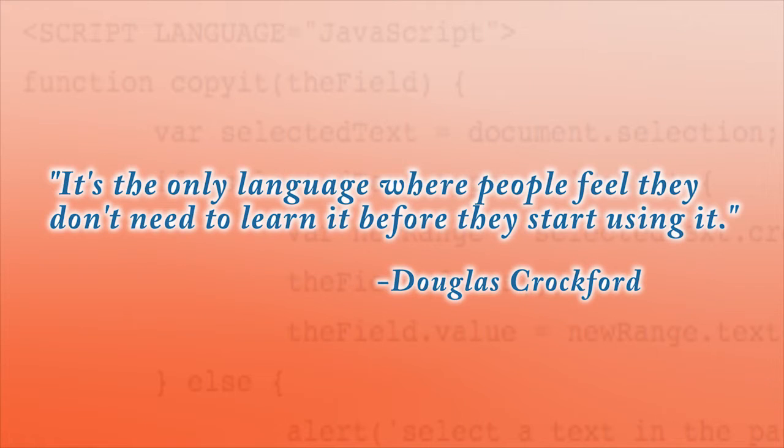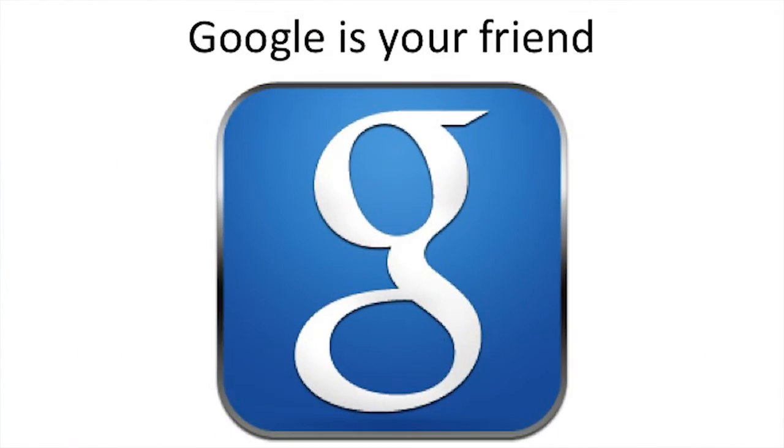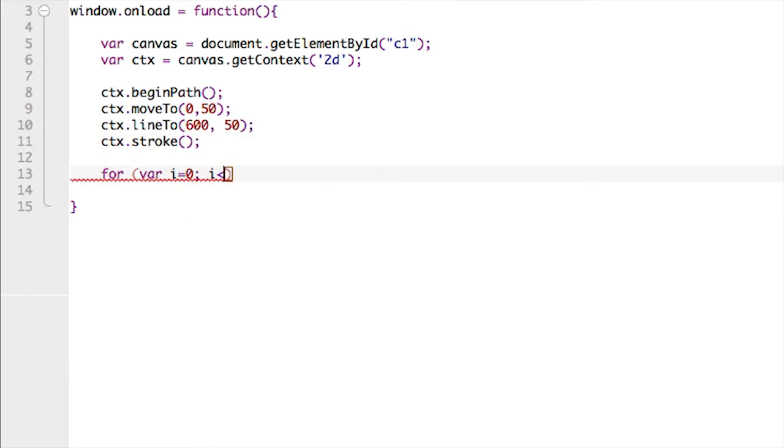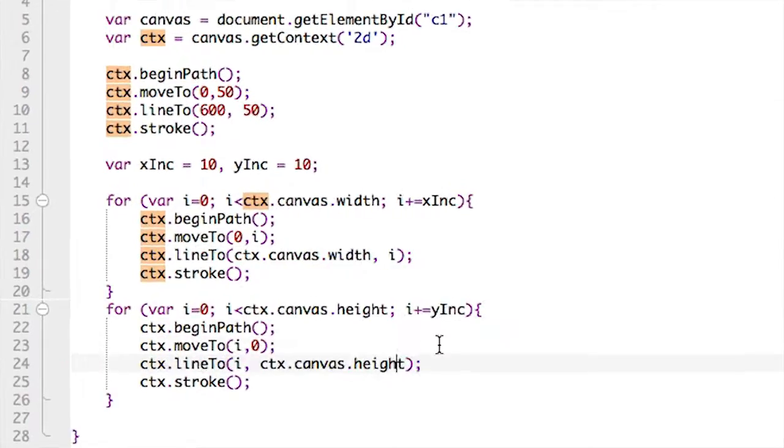There's a quote from Douglas Crockford, one of the world's top JavaScript architects. It's the only language where people feel they don't need to learn it before they start using it. And it's true. Many of us have started with JavaScript by figuring things out, pasting borrowed code into our websites, using libraries we found on the web. And that's awesome. There's nothing wrong with that. But understanding how JavaScript really works, those details of functions and scope and data types, are what separate the person who can more or less make things work from the expert programmer who can really use JavaScript to its potential.